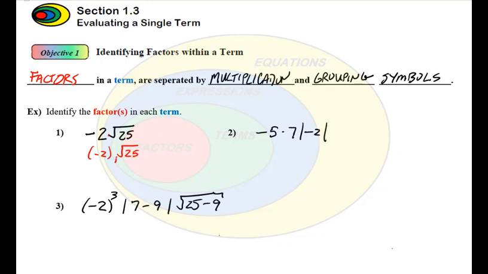The next term, again, if you look at this raised dot, it signifies multiplication. So this is one term again. There's no plus or minus outside of grouping symbols or factor operators. So the factors are -5 times 7. So -5 is a factor, times 7. So 7 is a factor. And then the absolute value of -2 is another factor. So I actually have three factors for that term.